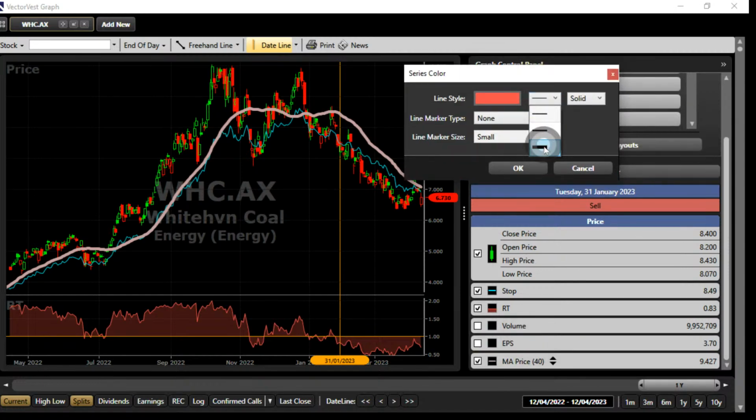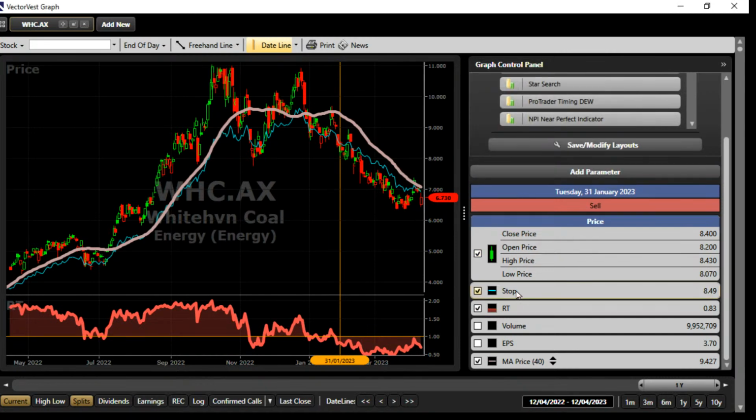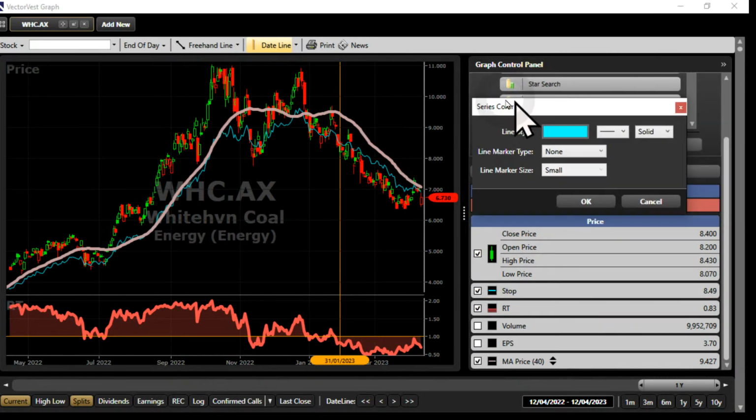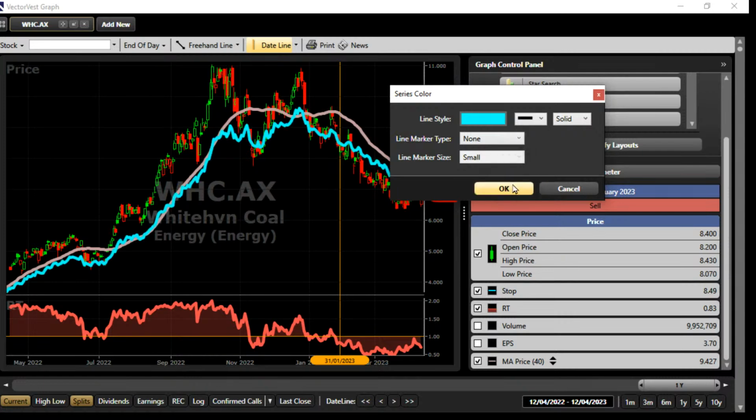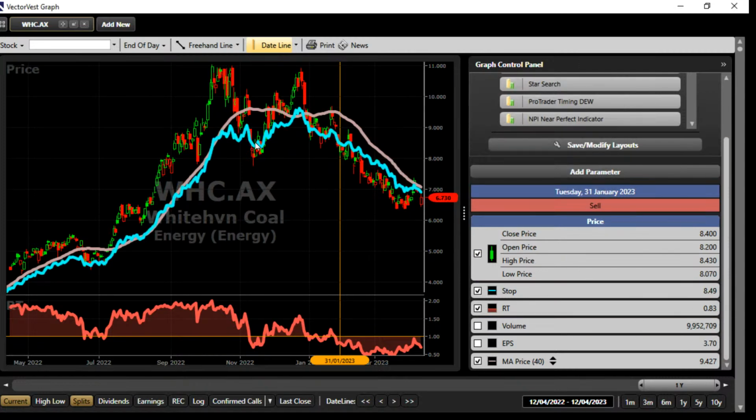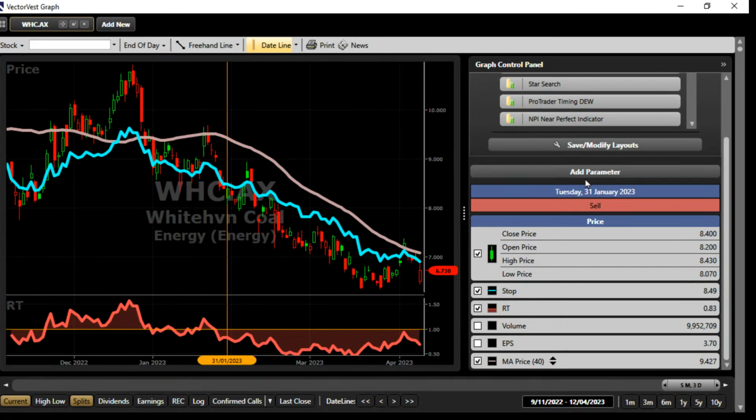So some great functionality in the VectorVest system, but I'm going to make it, just showing you what I'm doing here, just making it all jump out nice and easy to see now. And I'm going to zoom it in a tad. All right, so here we go.